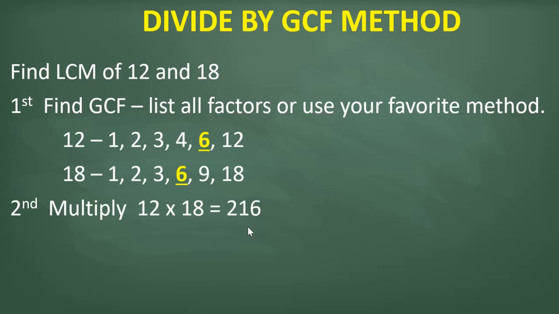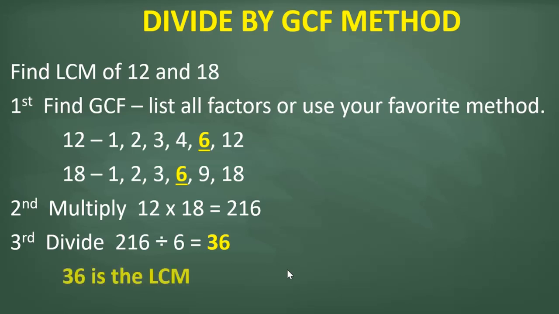Then, multiply the two given numbers. 12 times 18 is equal to 216. Then, divide the product by the greatest common factor. 216 divided by 6 is equal to 36. Our least common multiple is 36.